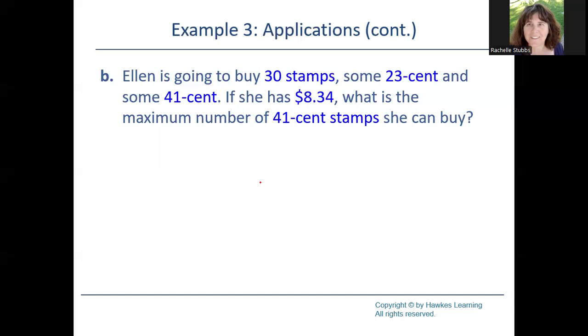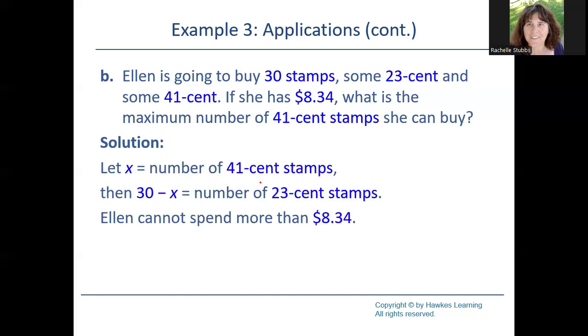Well, but we do. Yes, we do. We know they're 23 cents and 41 cents. We just don't know how much of each. She has $8.34. So what is the maximum number of 41-cent stamps she can buy? So let X equal the number of 41-cent stamps. Then 30 minus X equals the number of 23-cent stamps.